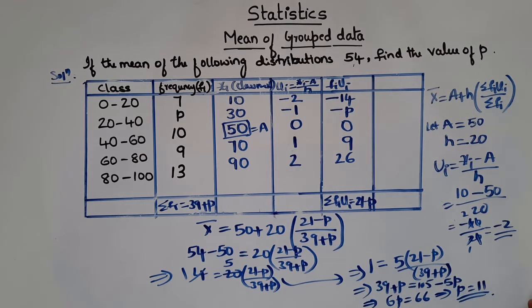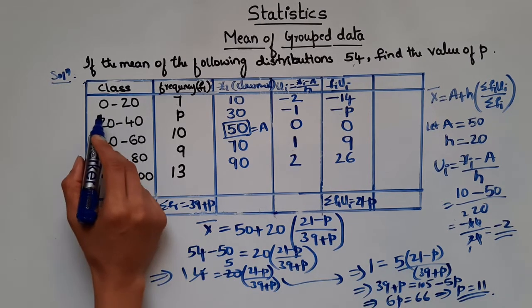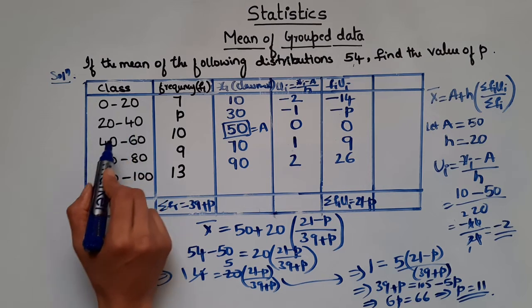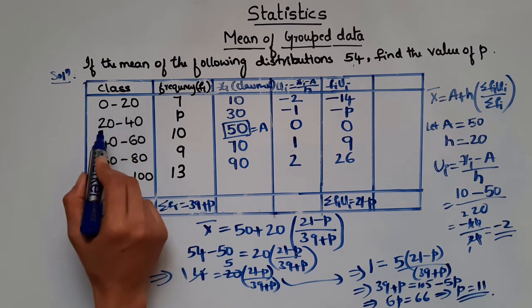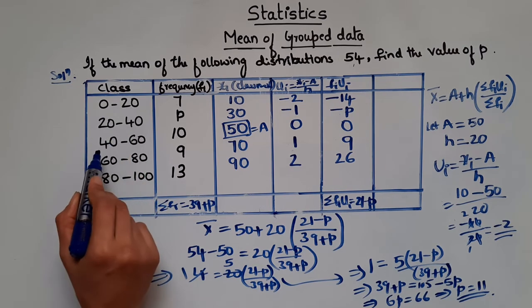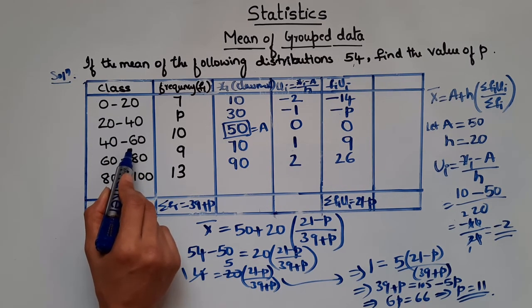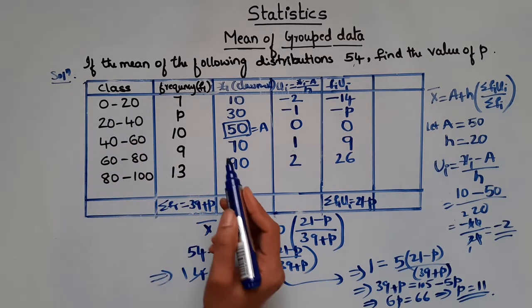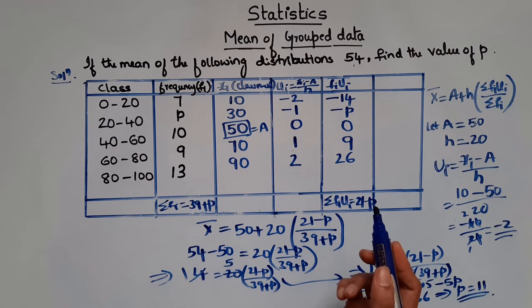I hope this is clear. Now let's see the last type of problem. But before that, let us observe this class interval. Here we have 0 to 20, 20 to 40, 40 to 60. Here the class interval is continuous, right? 0 to 20, again it starts with 20 to 40, again from 40 to 60. So if class intervals are not continuous like this, then how to proceed? We will see that in the next problem.